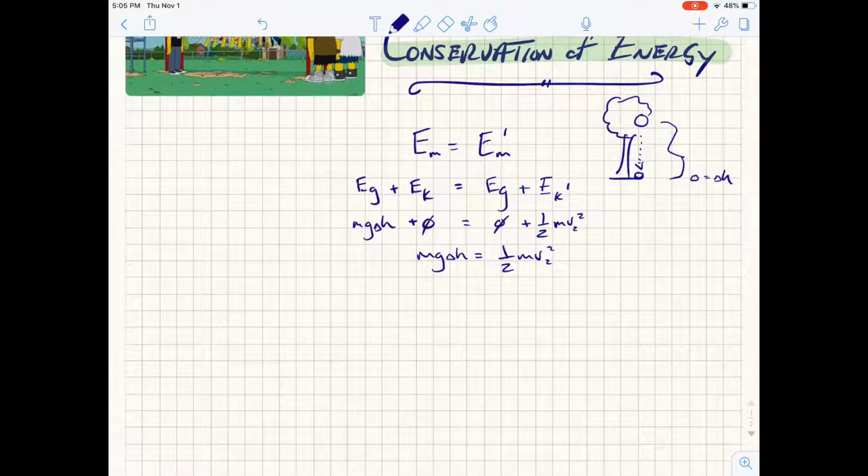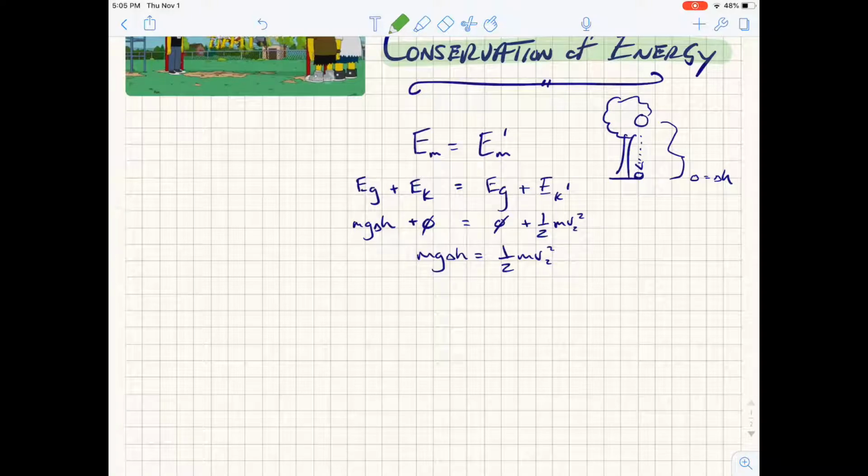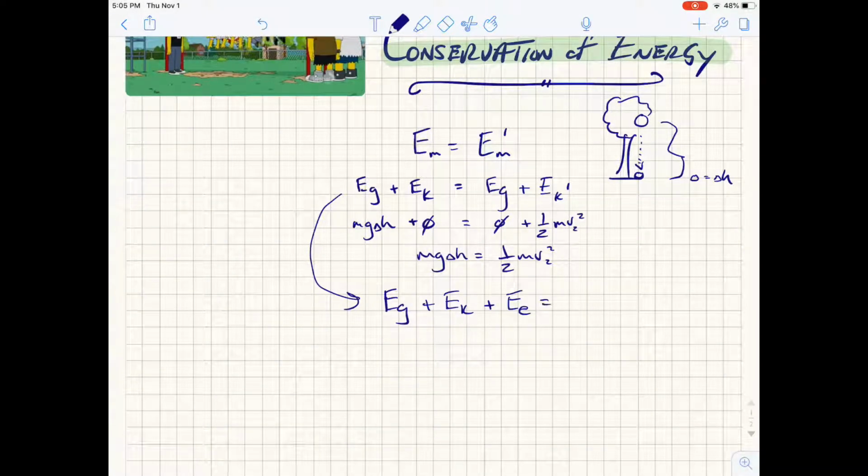Okay, so let's extend that now to situations where we are introducing elastic potential energy. In this case, we can now add another form of energy: Eg plus Ek plus our elastic potential energy, which is Ee, has to be equal to the combination of all those mechanical energies after a change in situation. So let's take a look at 3 examples today.